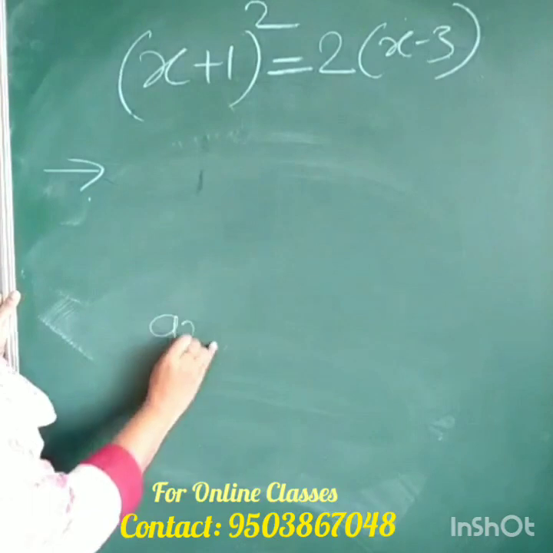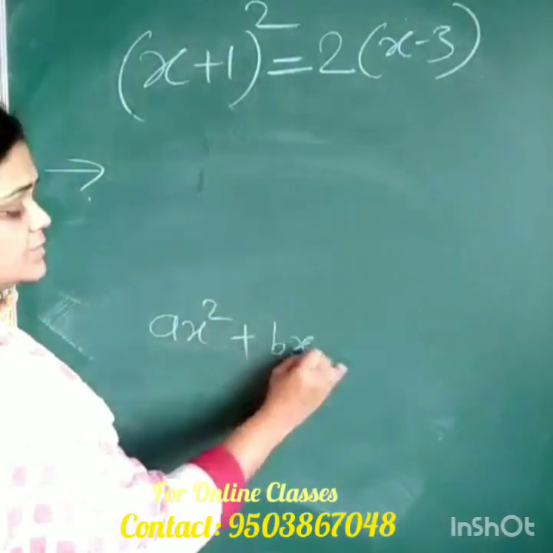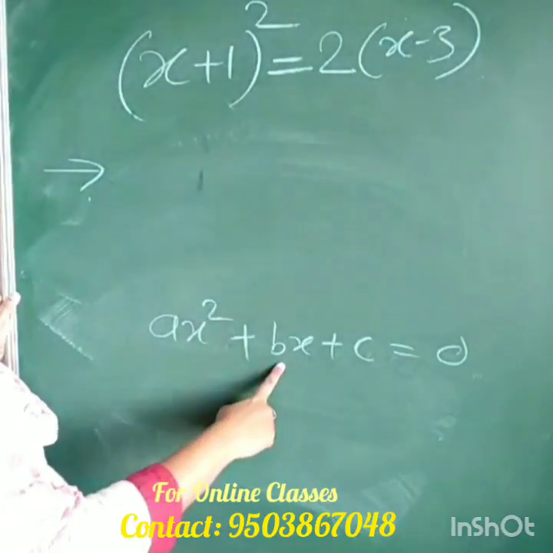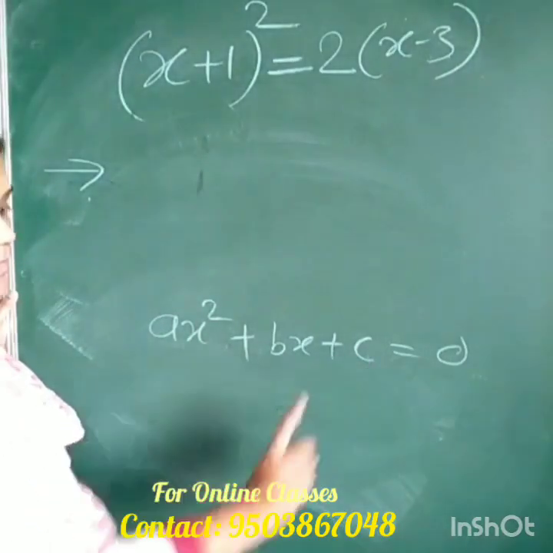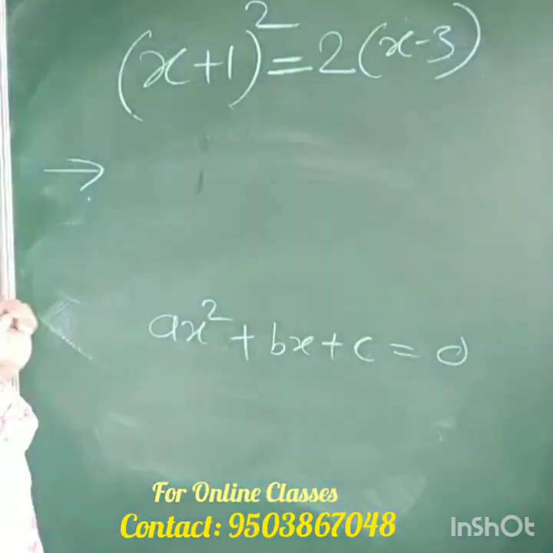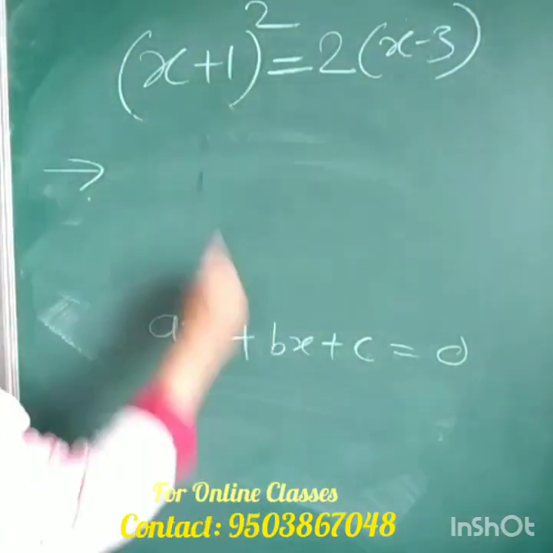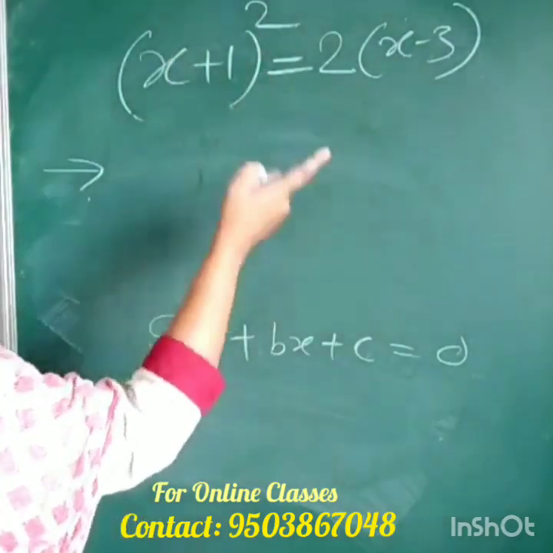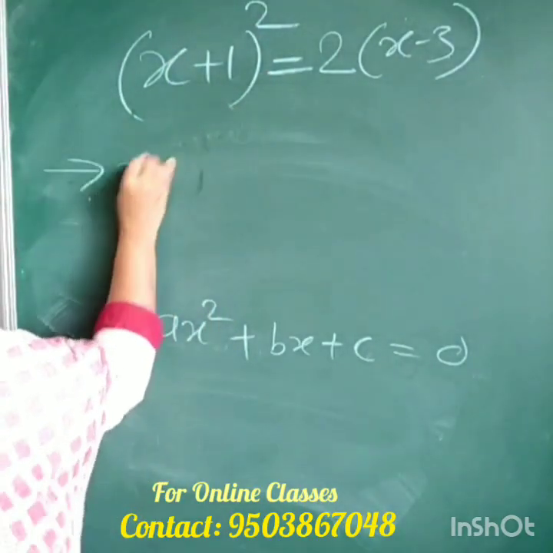Standard form क्या है हमारा? ax² + bx + c = 0. Means first term should be square term, then the term with the power 1 and then the constant term. This is your standard form. तो पहले हम इसको solve करेंगे. (x + 1)² means (a + b)², a² + 2ab + b². This identity you will use here.